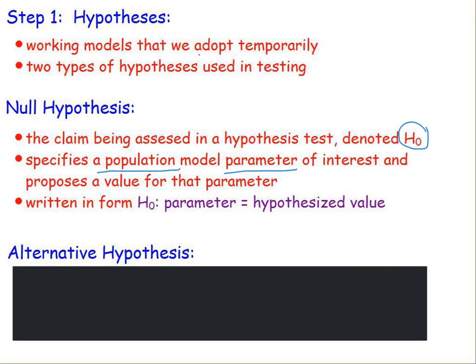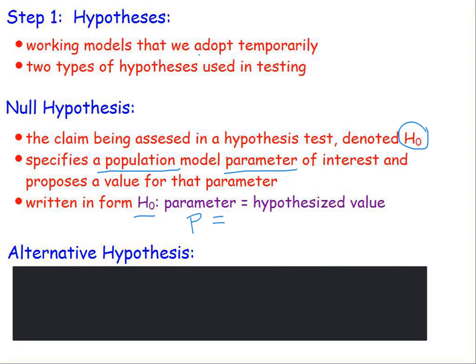So the way we always write the null hypothesis, you're going to have H sub 0 and you're going to have a colon. Your parameter is always going to be, because this is proportions in this chapter, P equals for the proportion, and then you're going to write down the original value that we know for the population.